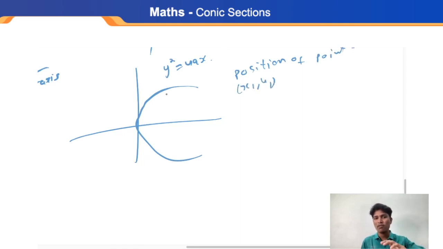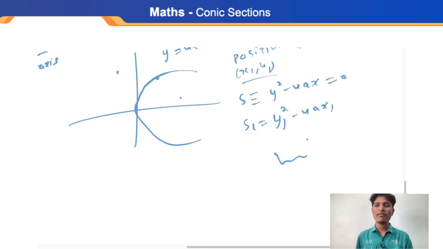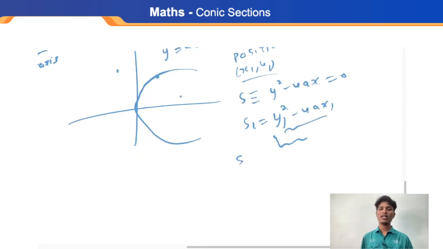I have to check whether this point is on the parabola, outside the parabola, or inside the parabola. How can I check? I can check by a simple notation, that is y square minus 4ax equal to 0. What is S1? S1 is what we get when we substitute this point: y1 square minus 4ax1. I have to find this value. Suppose S1 is greater than 0, equal to 0, or less than 0. For S1 equal to 0, it is on the parabola.